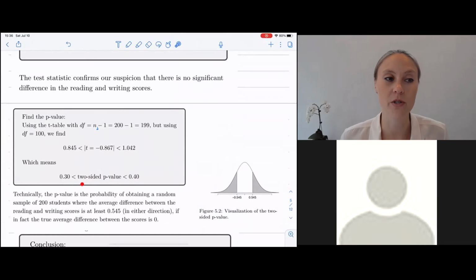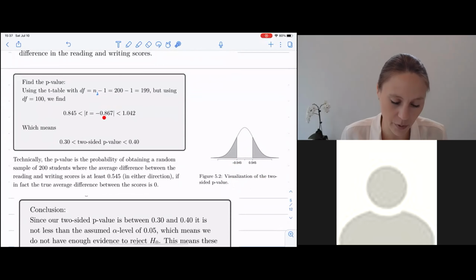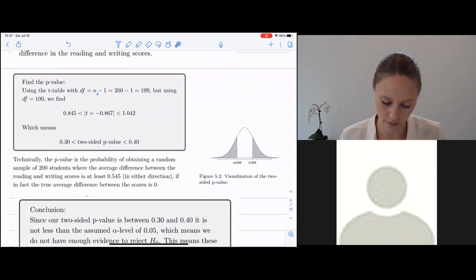Our p-value is somewhere between 0.3 and 0.4. Again, that lines up with no significant difference between the reading and the writing scores, right? Because that's a really large p-value. So if you want to visualize the two-sided p-value, here this was our difference, and we could have used the negative 0.867, that's our t, or here I've used the difference in the scores. It doesn't matter. They behave the same way, right? They have the same shape. The t is just shrunk down.